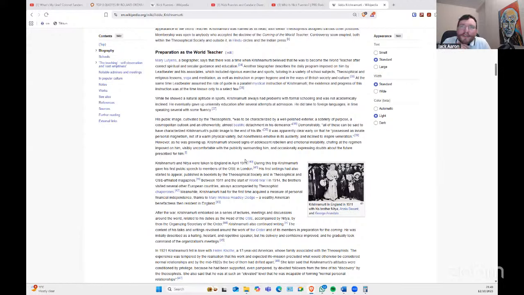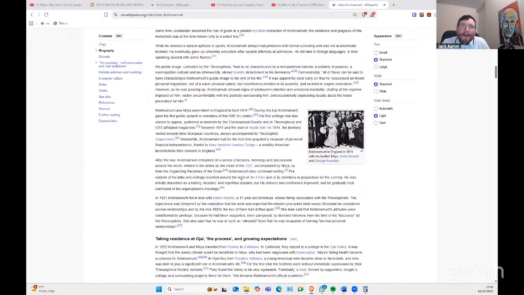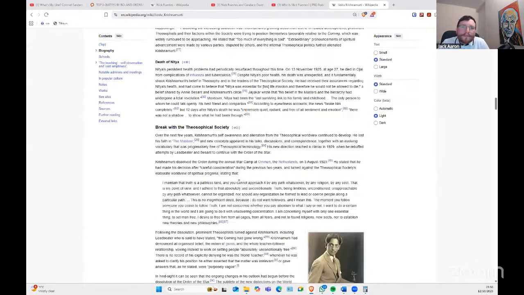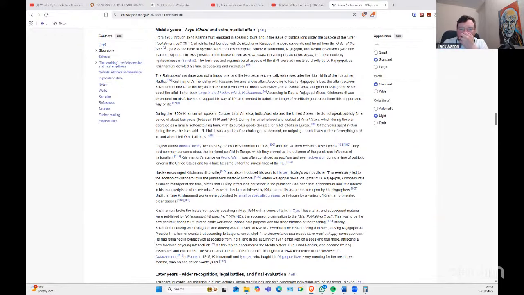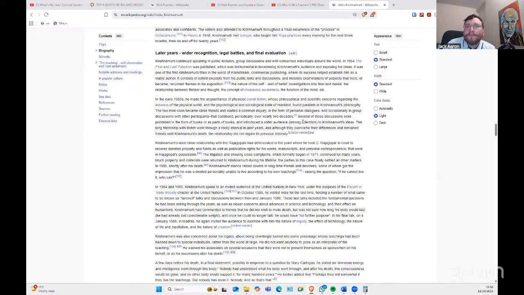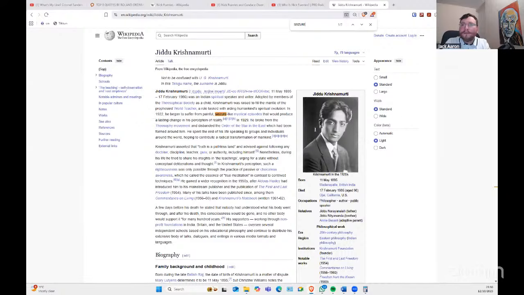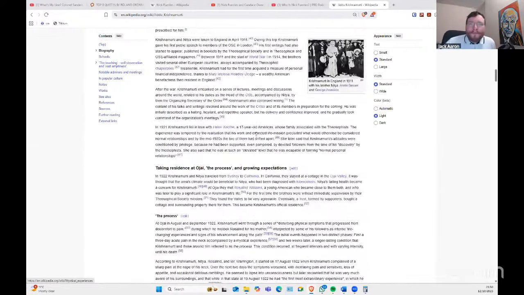He basically would become the world teacher after correct spiritual and secular guidance and education. He struggled with formal schooling, had natural aptitude in sports, was not academically inclined. This is the tricky part because this is cultivated by the group around him rather than him. Very interesting. So look at this sort of seizure. Nice, 22. Let's go there.